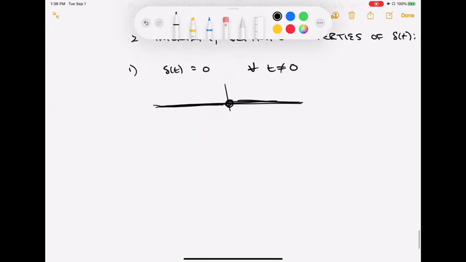If I look at the second property, though, the second property makes up for that boringness in a big way. It says that the integral of delta t dt is equal to 1. This is doubly interesting because we have a function that's 0 almost everywhere except at a single isolated point, and yet it still has area.